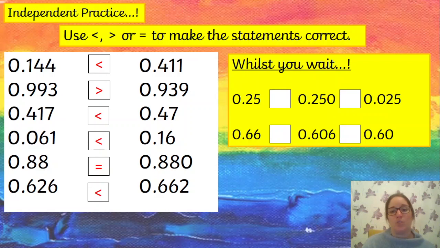Okay, and whilst you wait, we've got 0.25 is equal to 0.250, which is greater than 0.025. And then we had 0.66, that's greater than 0.606. Okay, and that is greater than 0.60, because 0.60 would be 0.600, whereas this is 606.